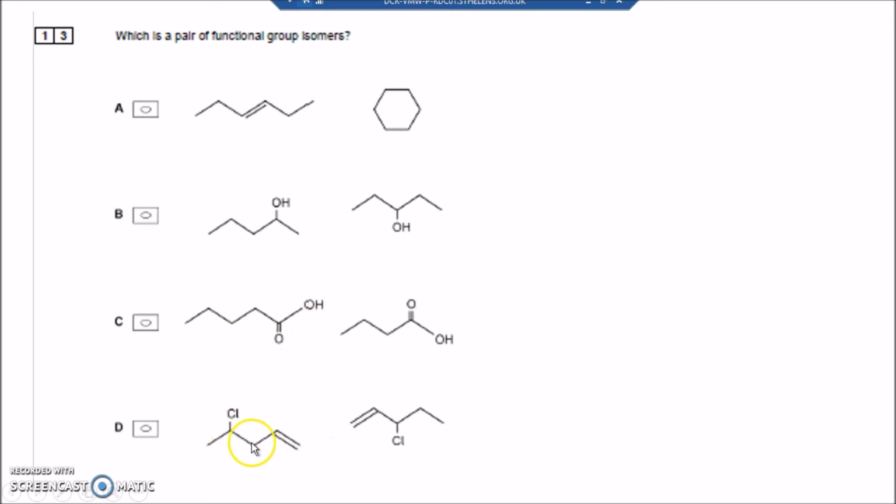What about these two? 1, 2, 3, 4, 5 carbons, and 1, 2, 3, 4, 5 carbons. So we've got the same number of carbons. In actual fact, what's happened here is that the position of the Cl has changed from carbon number 1 to 3, and on here it's changed from carbon number 3 to carbon number 4. This is a position isomer where the chlorine has changed position. So your answer is A.